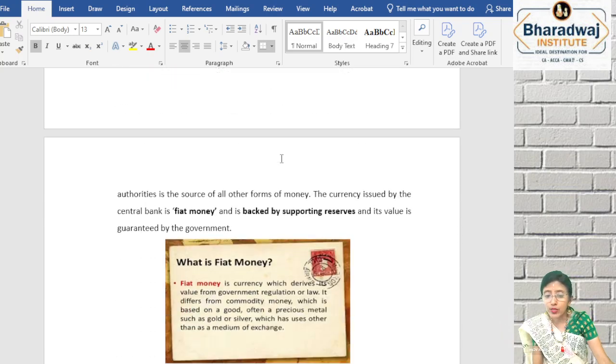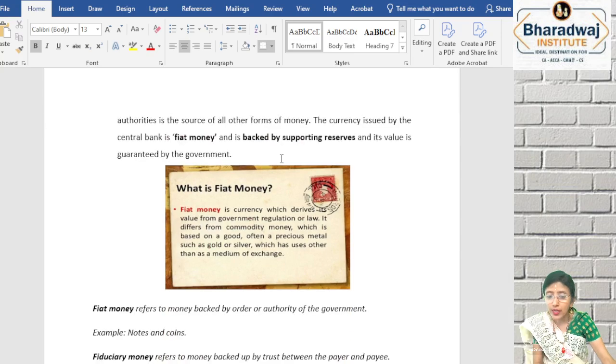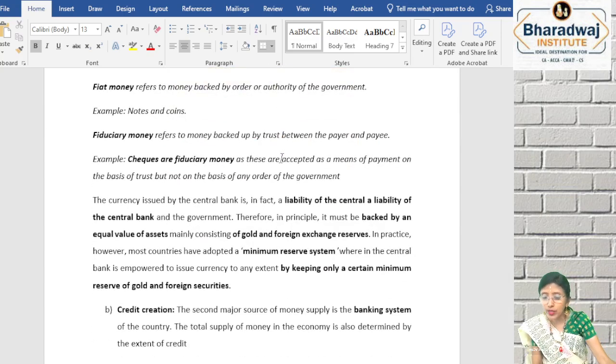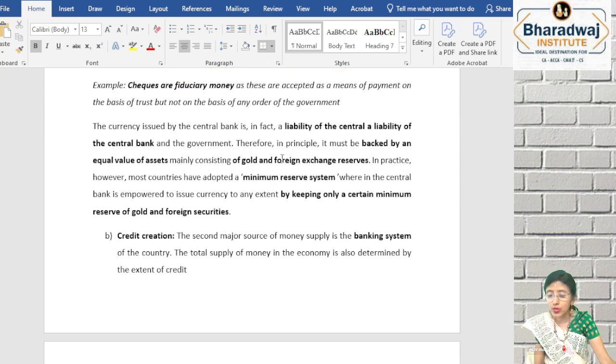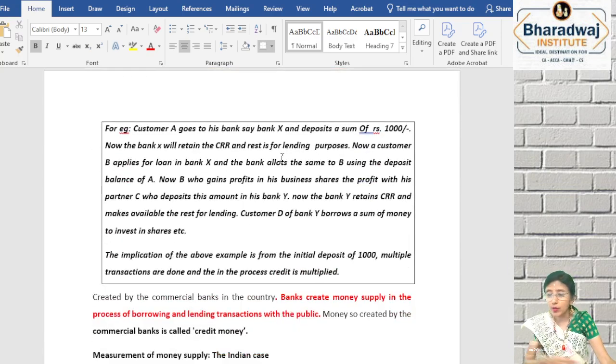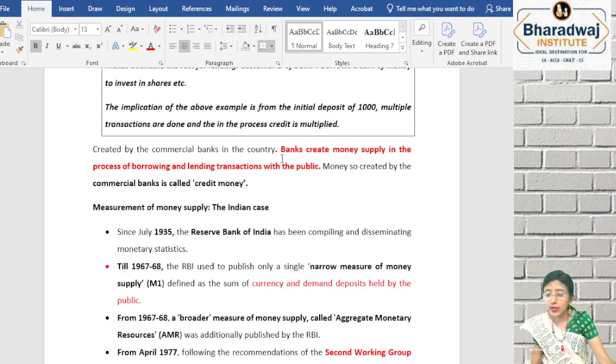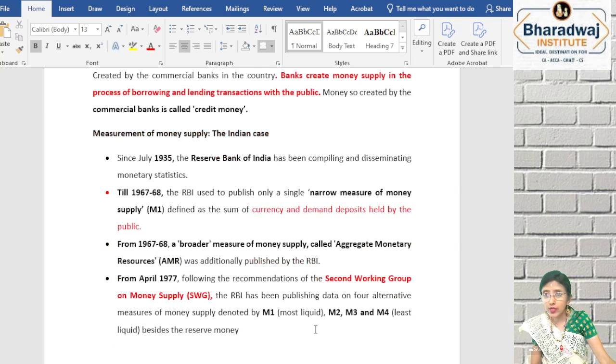Now coming to this again, here this topic and the previous topic will overlap. Money demand and money supply. What is fiat money? What is fiduciary money? Examples of that you study, please. Credit creation by the commercial banks is given to you here in detail. This data is very, very important, because without studying the segment you can't write.